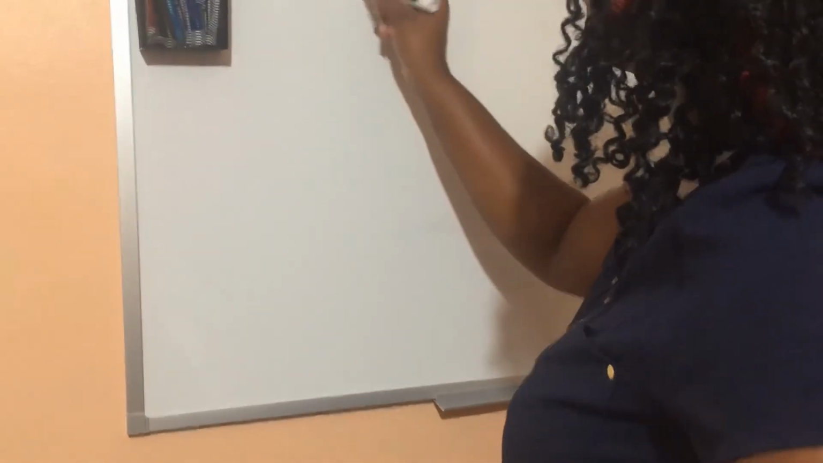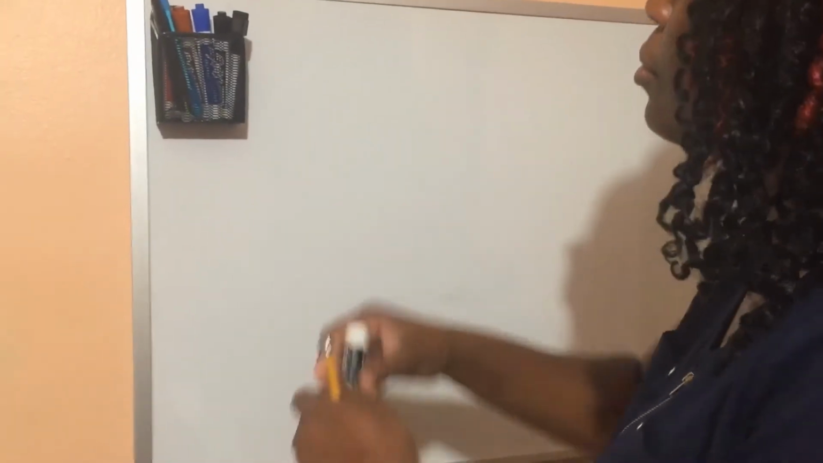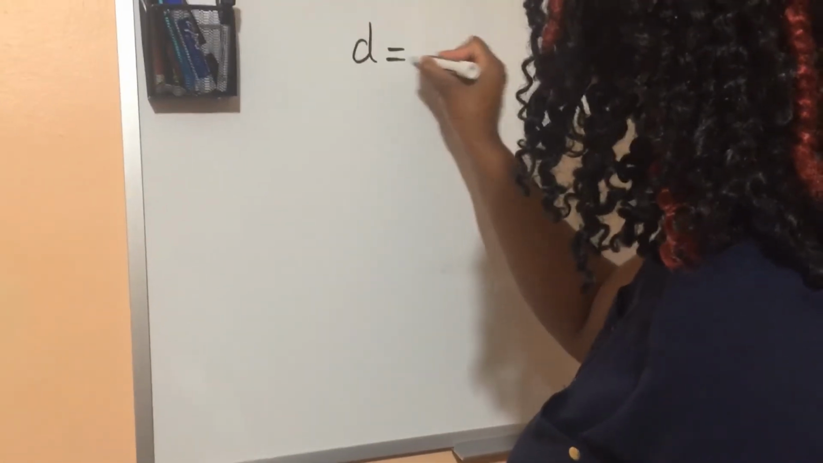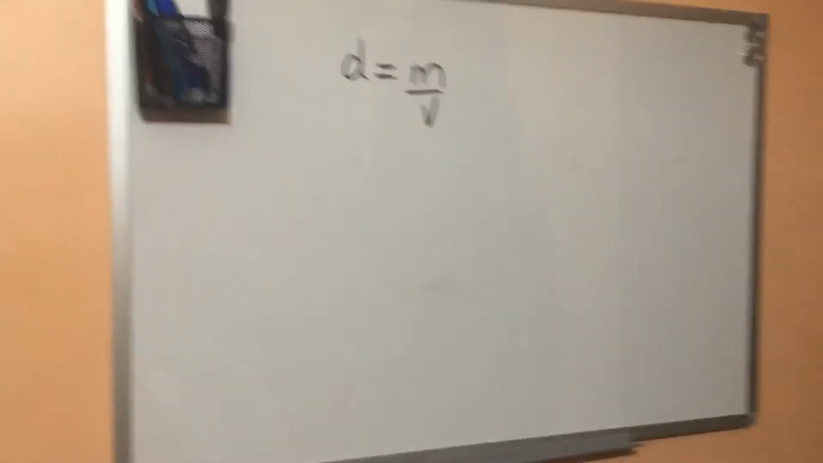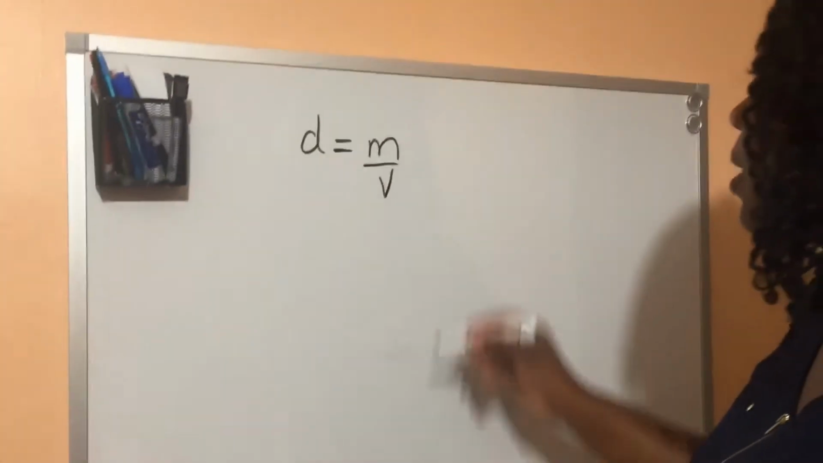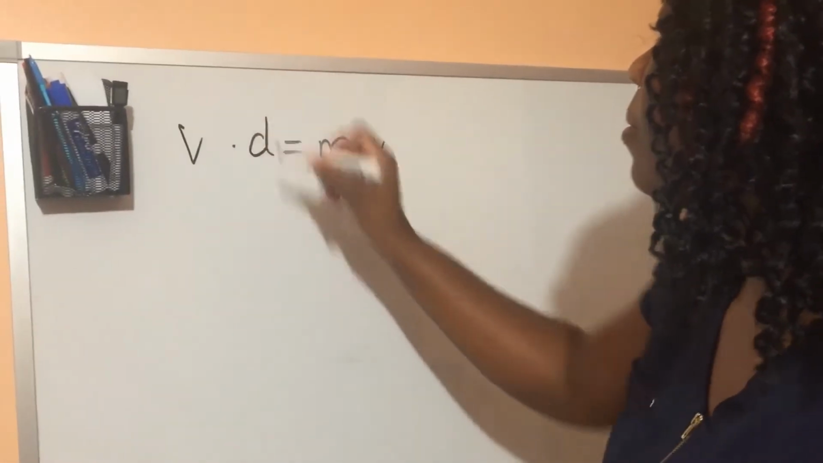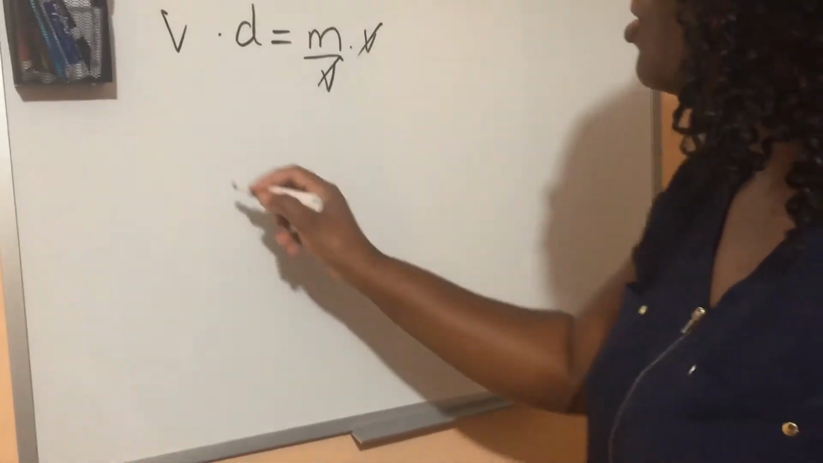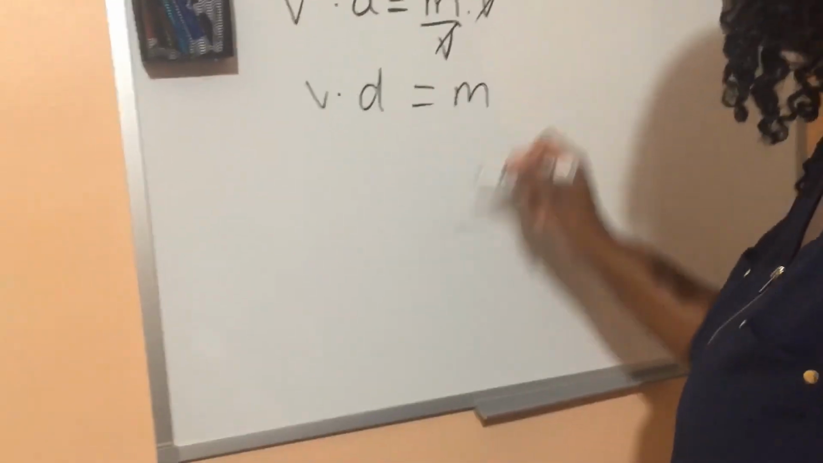So we're going to start with the density equation, D equals M over V. Now to find the volume, we're going to multiply both sides of the equation by V. So we're trying to get V by itself. So now we have V times D equals M.